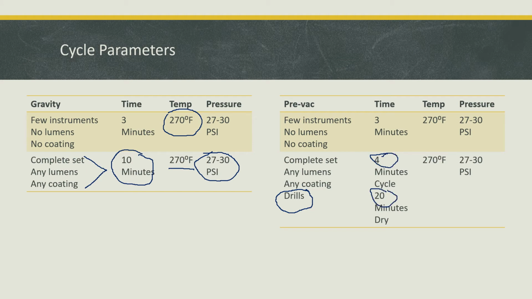So we've got all those conditioning pulses before that 4 minutes, then the 4 minutes, then a 20-minute dry time. So you're looking at about 45 minutes to sterilize a drill system. So keep that in mind. If you need to have a quick turnover, then it's going to take a little while to run this drill.